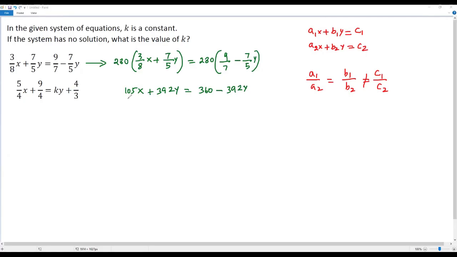Okay, now we have the x term and y term on the left side, but still there is one term which contains y on the right side. Let me add 392y to both sides of this equation. Then this negative value and positive value will cancel out.